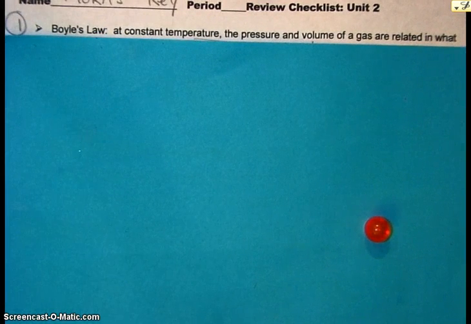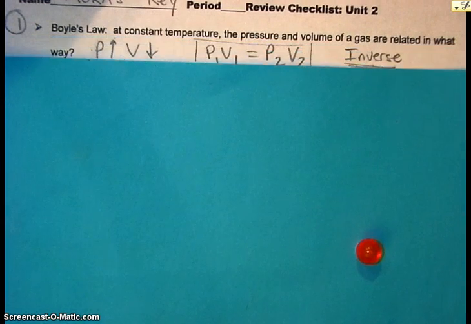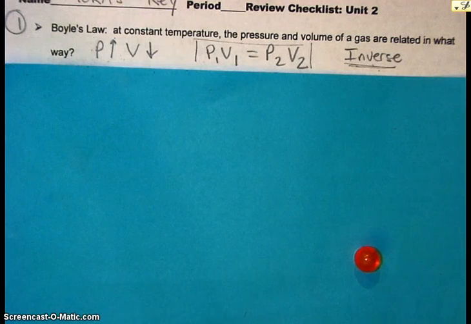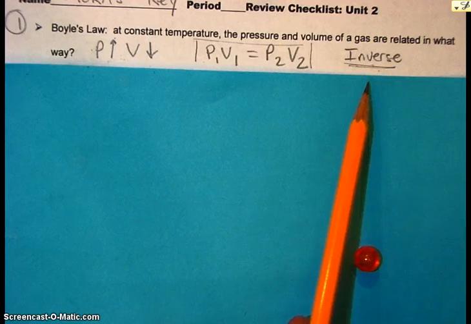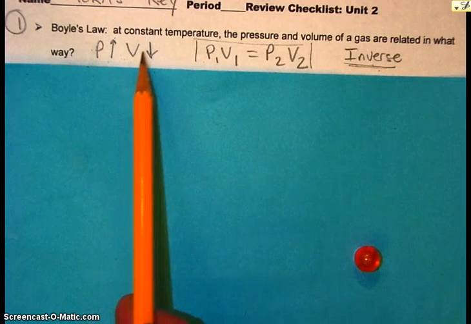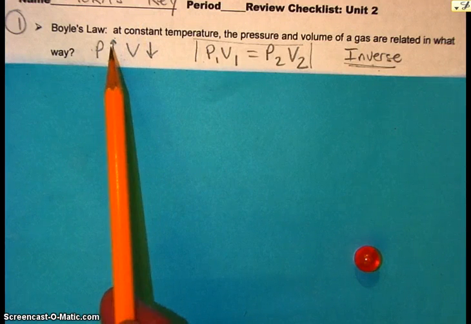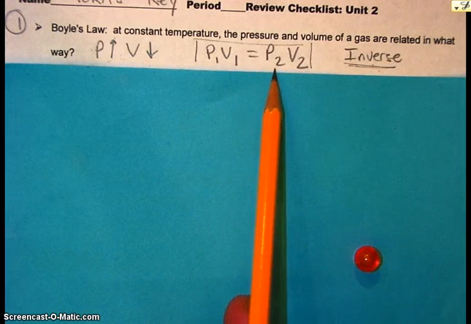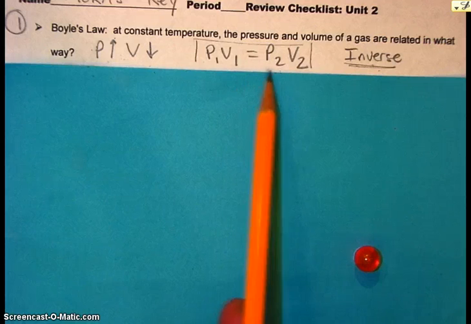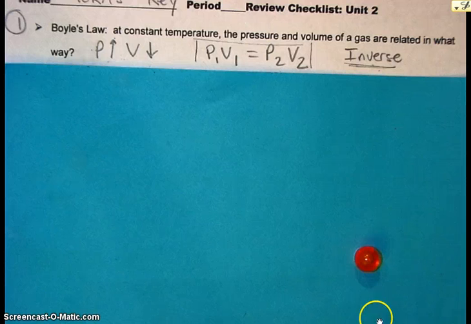Okay, the first question says, Boyle's law at constant temperature, the pressure and volume of a gas are related in what way? Well, there's an inverse relationship between pressure and volume, meaning that if pressure goes up, that means the volume went down. If you decrease the volume, then the pressure will go down. There's also a mathematical equation that you can use that we touched on just a little bit, but don't worry too much about this. I don't want you to get too wrapped up in that. So let's move on to the next question.